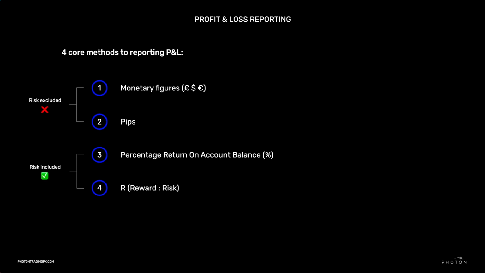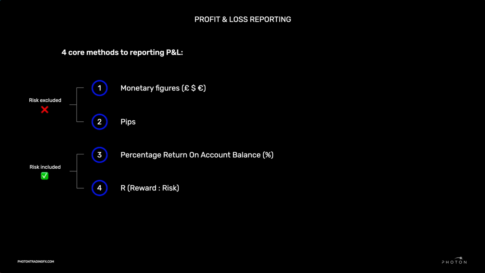So we've now looked at the first 3 core methods of reporting our P&L, and we can clearly see that quoting your P&L as a percentage return on your account balance is obviously a much more useful figure than just pips or absolute monetary amounts. However, there are still drawbacks to just looking at percentage return on its own, and that is mainly because it doesn't fully tell you the risk that was used to actually generate that return.